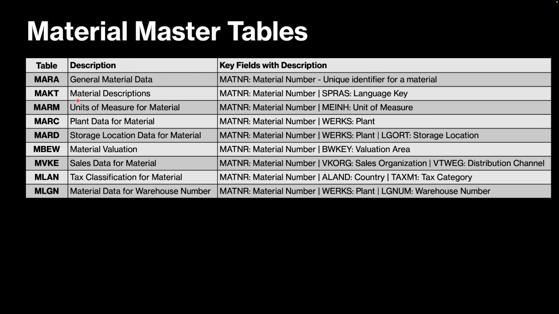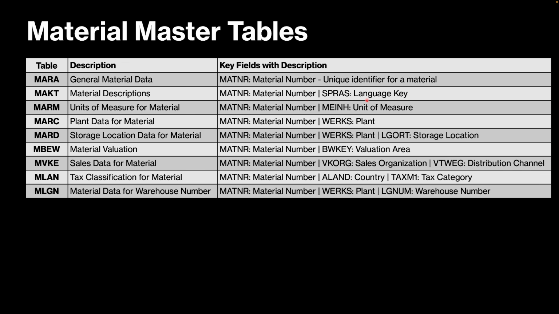You can see in the material description which key fields you will have. You will have material number and a language key. As we saw in our previous videos also, when you maintain multiple descriptions, you have to mention the language key and the particular description of that material. So here what key fields will be there?